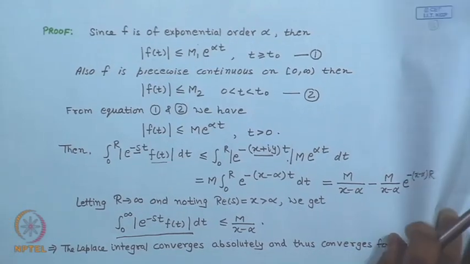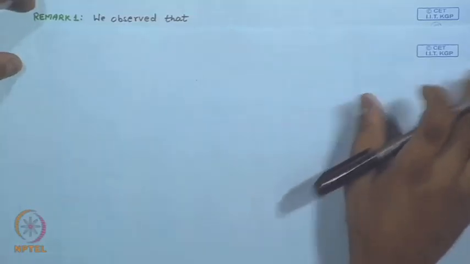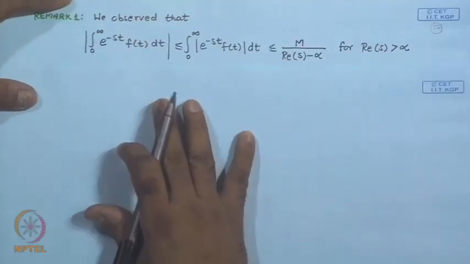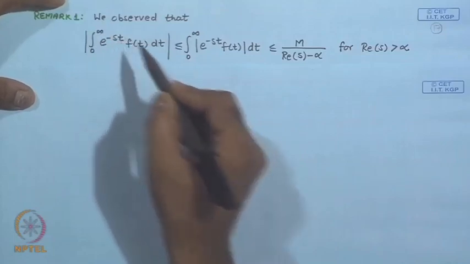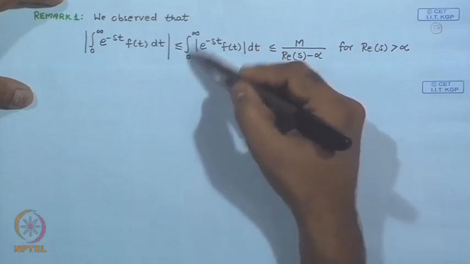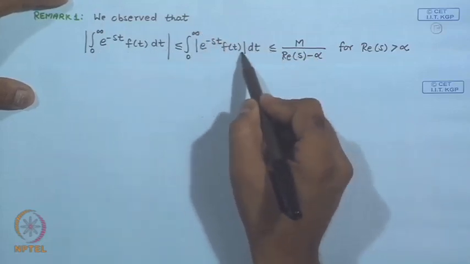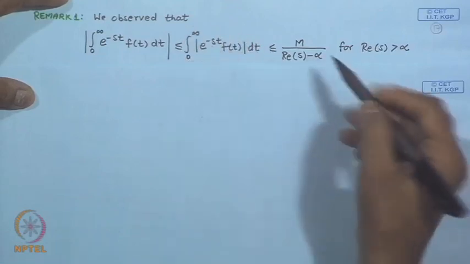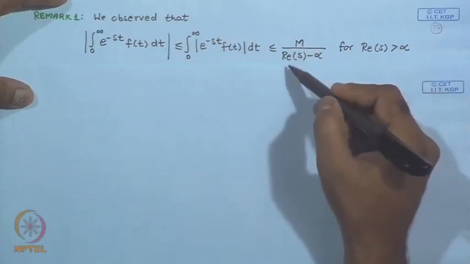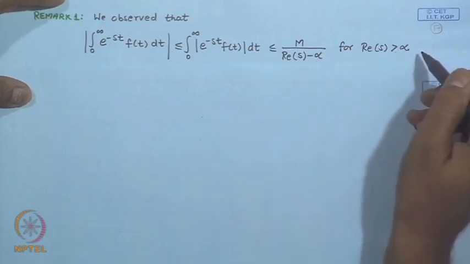So, that was the sufficient condition for the existence. Now, quickly, two remarks I am going to put. The first remark is that we observed that the absolute value of the integral from 0 to infinity of e power minus s t f t dt is bounded by the integral of the absolute value, taking the absolute value inside. This we have seen is bounded by M over real s minus alpha for real s greater than alpha.